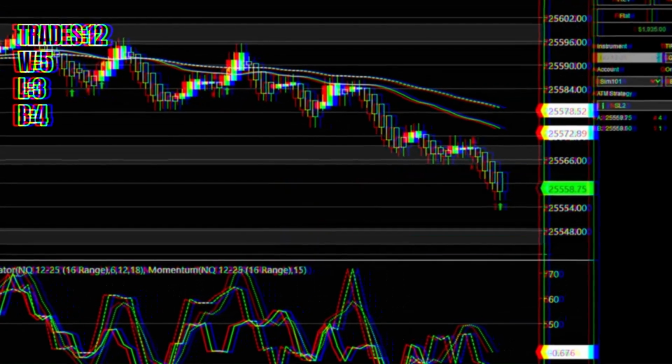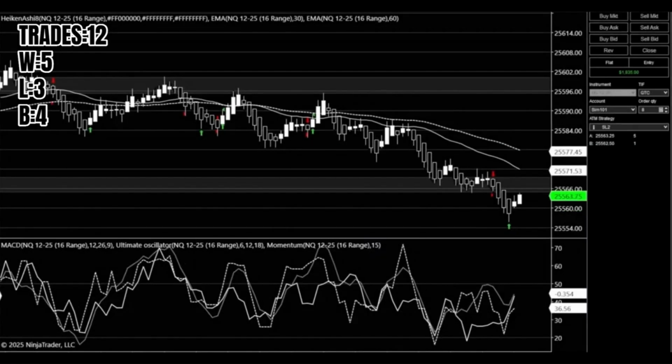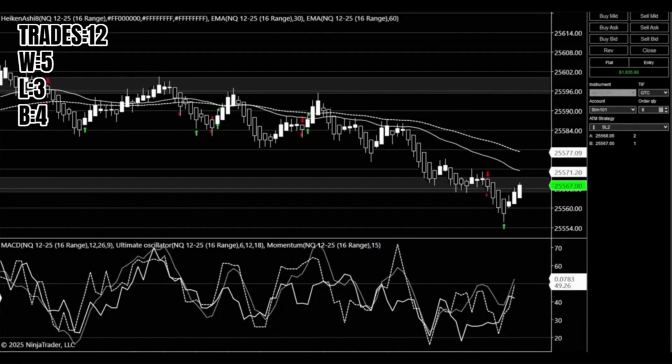Price then pushed through support, and as it moved lower, my stop trailed, stopping out at a profit.